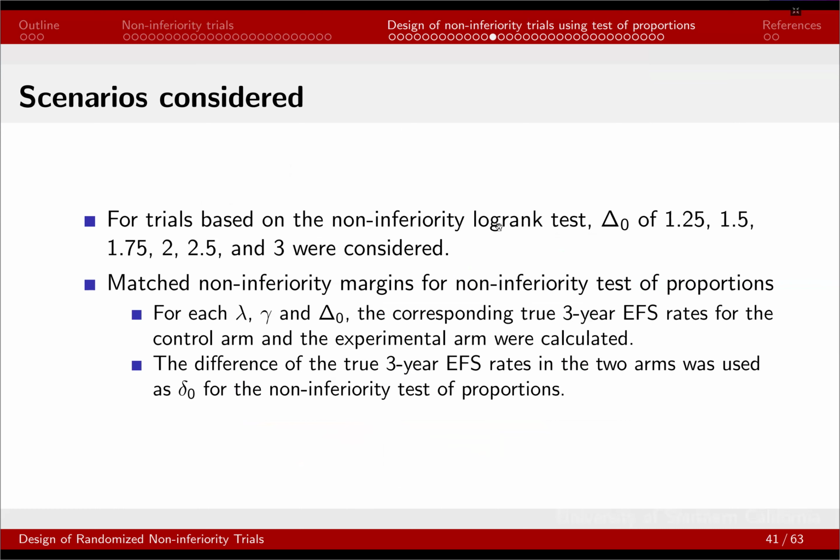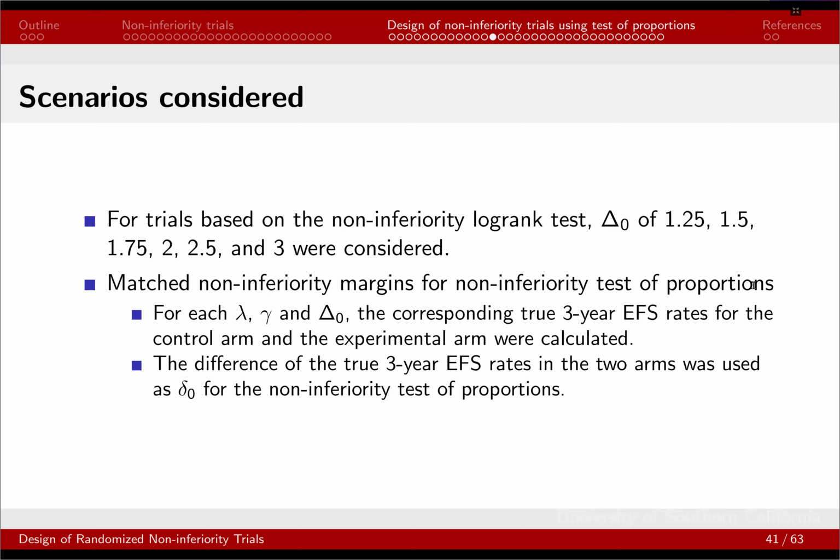For the non-inferiority hazard ratio margin, we assumed 1.25 up to 3. But based on the literature review, 2.5 or 3 would be very large hazard ratio margins. However, in low event rate settings, 2.5 or 3 actually correspond to a drop in 3-year EFS rates of 1%, 2%, or 3%. So we think they are still relevant. We included them in our comparisons.